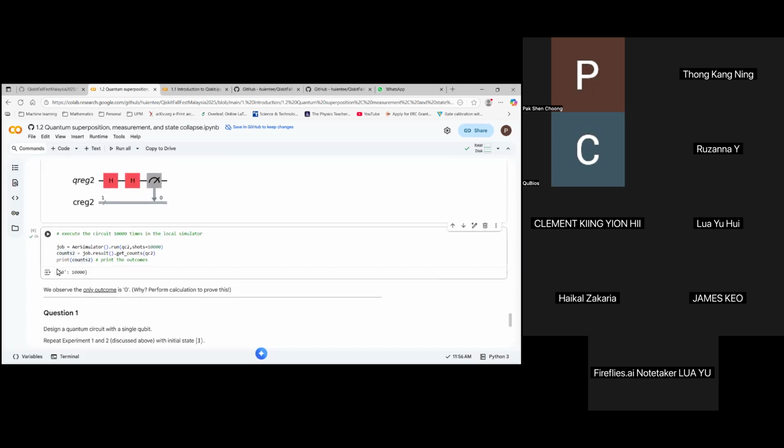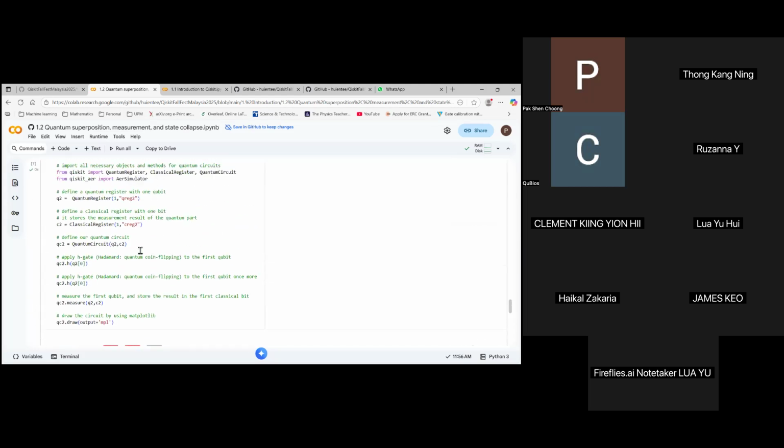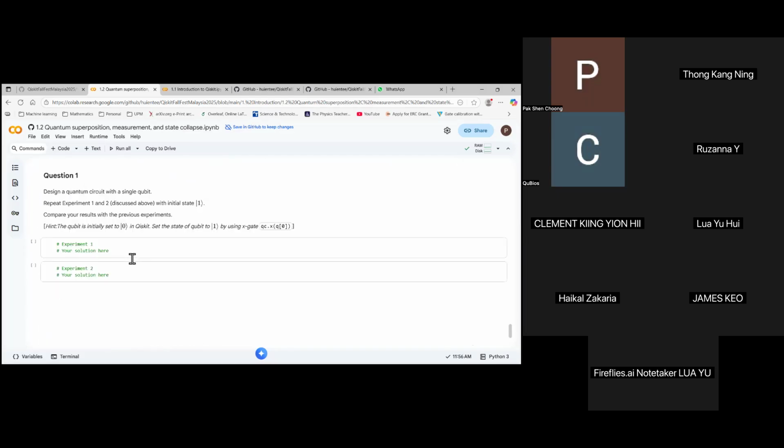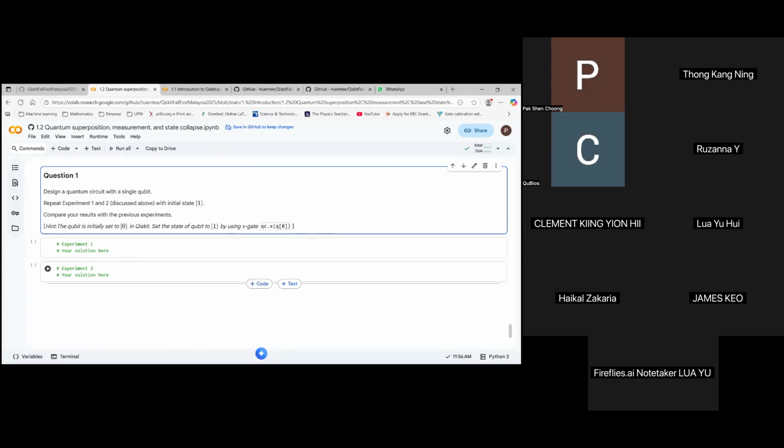Now I have just one question in this module. Because just now we all tried zero states, now you have to try it with one state. Your initial state is one. To prepare that, here's the hint. I think that's all from my module.